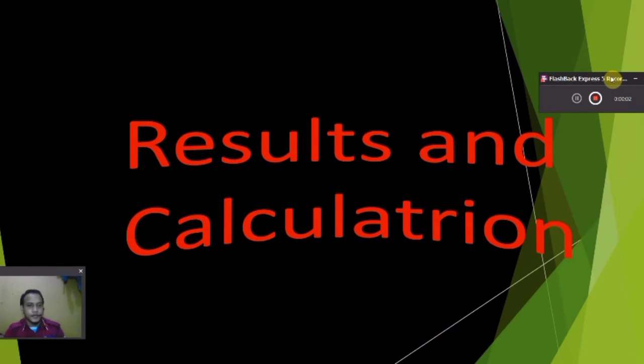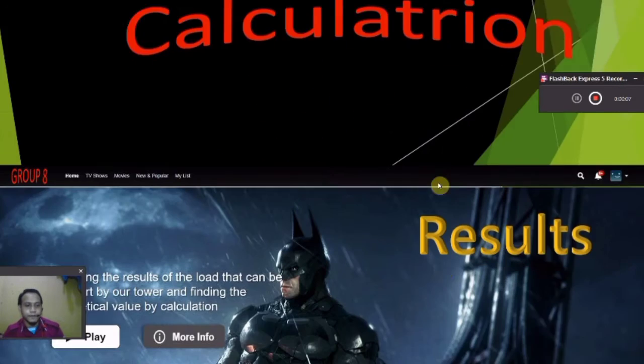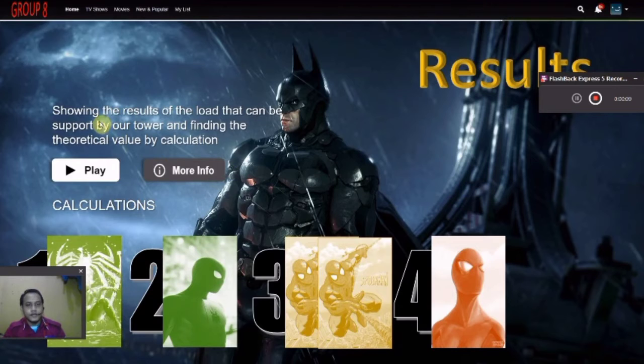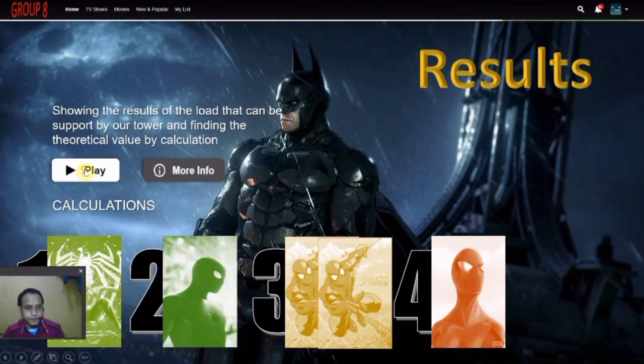Okay, for the next topic, I will explain the results and calculations. In the results, I will show the load that can be supported by our tower and find the theoretical value by the calculations. So first of all, I will take a look at the results.